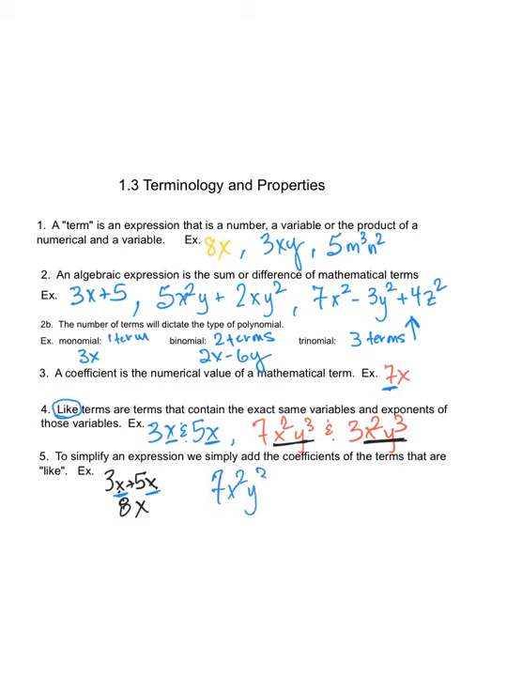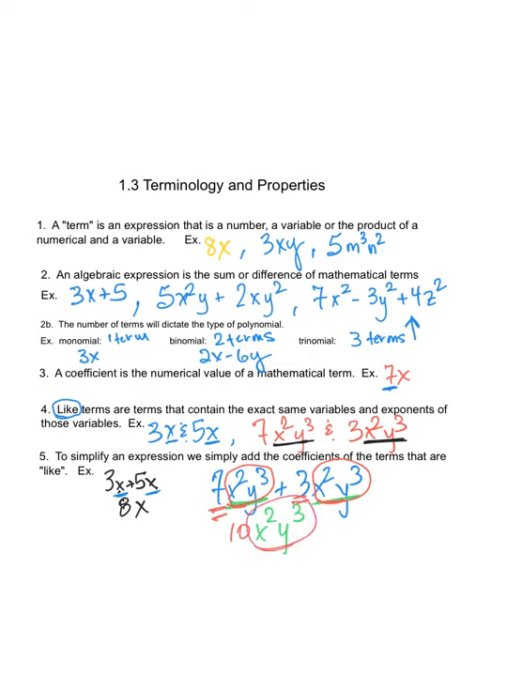7x squared y cubed plus 3x squared y cubed. What's that? 10x squared y cubed. Yeah! The x squared y cubed, ladies and gentlemen, that makes them like terms does not change. The only thing we're doing is adding the coefficients together. This says I have 7 of these plus 3 more of these, so I end up with 10 of these.